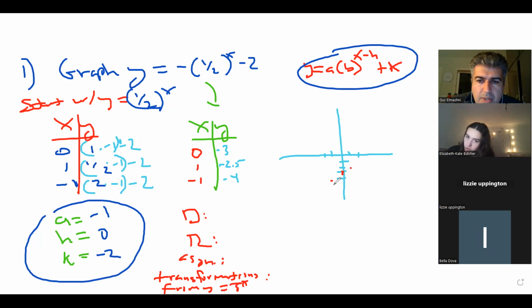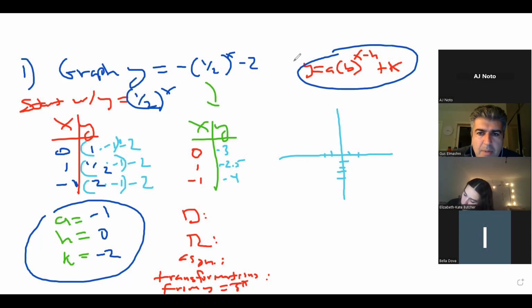Now this one's a little strange because it's going to look like this. It is decay because the base is 1/2, but it kind of looks like growth. The reason it looks like this is because we had to flip over the x-axis because of the negative out in front. Let me space this a little better. I did a terrible job of spacing this. Give me one second, AJ. So let's space this more nicely. So much better. Okay, 0, -3, 1, -2.5, and -1, -4. There we go.